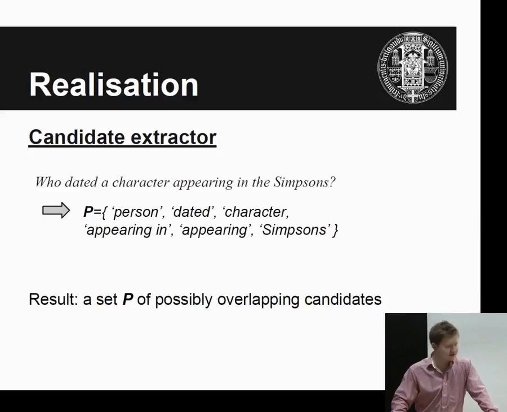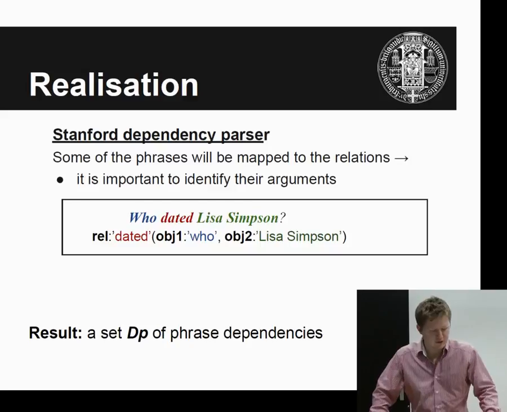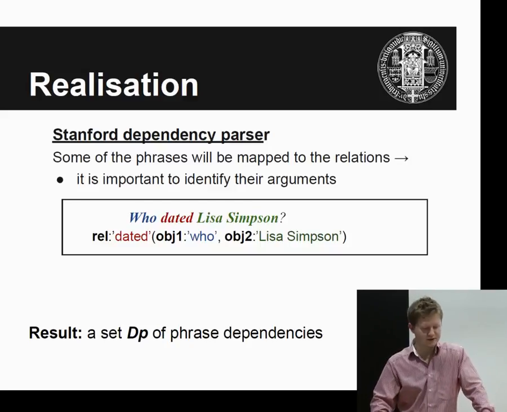Here's an example of candidate extractor. We just extract all possible phrases from the sentence "Who dated character appearing in The Simpsons." The candidates can also overlap, like here, appearing in and appearing. So this way we get a set of possible candidates. Then Stanford dependency parser gives us the relations. Who dated Lisa Simpsons? Dated is a relation. Who is first object, Lisa Simpson is the second object. And this way we get a set of all possible phrase dependencies.